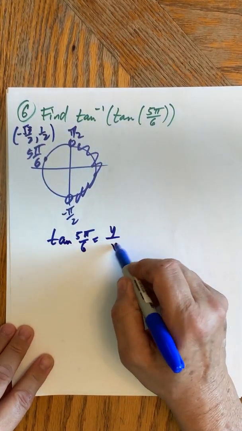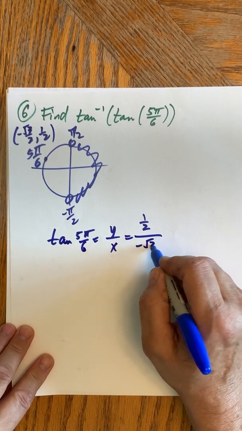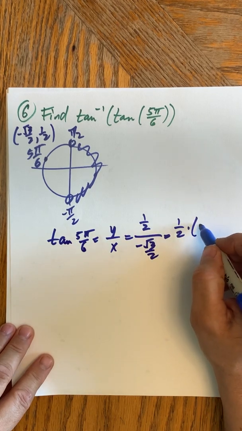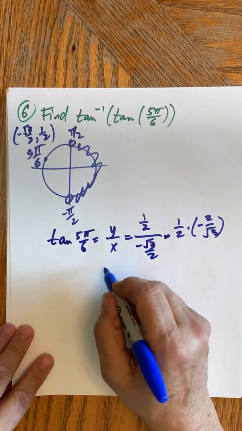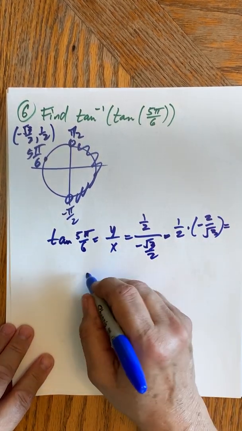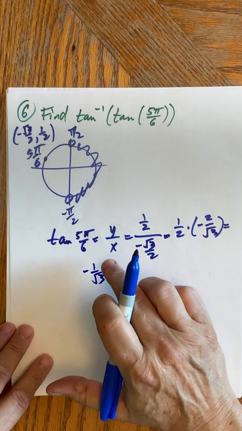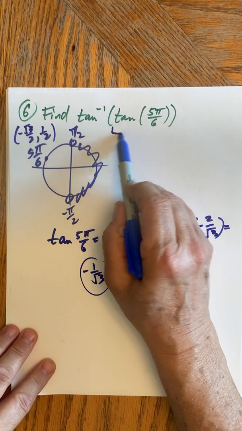So the ratio y over x is 1/2 over negative square root 3 over 2, which is 1/2 times negative 2 over square root 3, right? The 2's cancel out, and basically I get negative 1 over square root 3. Okay, and if you rationalize it, you multiply by square root 3 over square root 3. It's up to you. But this is the answer to this part.